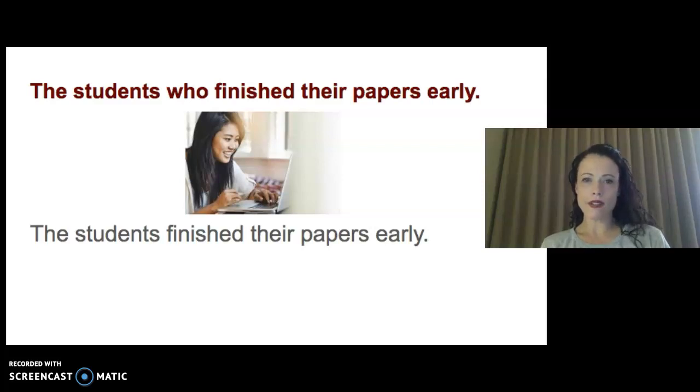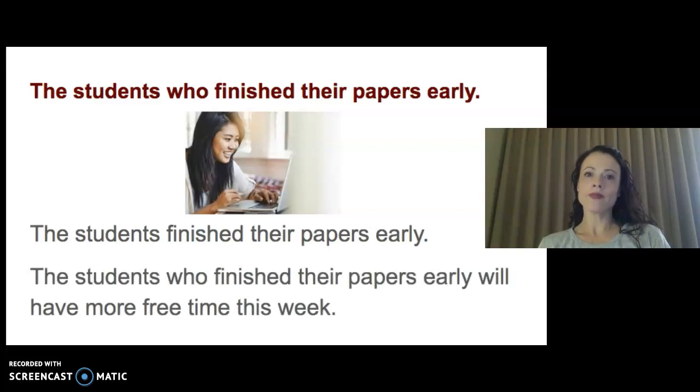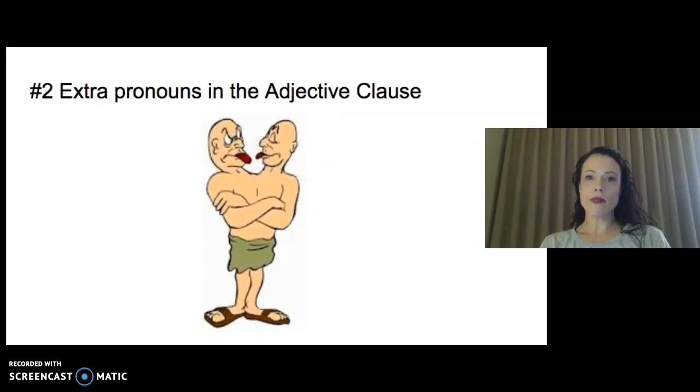Don't try to make an adjective clause because you don't have two subjects and verbs that you want to say. Or you can make a complex sentence, but you need another action. So the students who finish their papers early will have more free time this week. So now we have who finished. That's our subject-verb combination in the adjective clause. And then we have the students will have more free time this week. That's our second subject-verb combination. Right. So that's fragments.